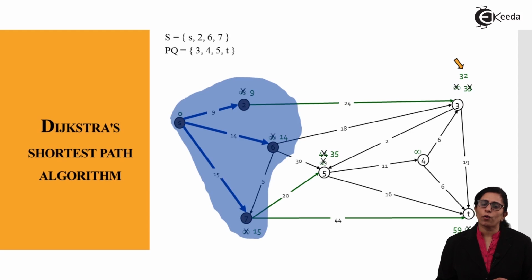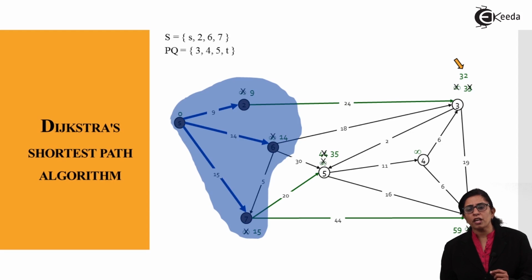As 32 is my new start, from 32 where all can I go? From 32, that is the distance 32, the node number 3, I can traverse to the terminating point T and I can travel to node number 5. So the values can be recalculated: from node 3 to node 5, the weight value of the edge 3 and 5 is 2. So 32 plus 2 is 34. So that value can also be changed to 34.